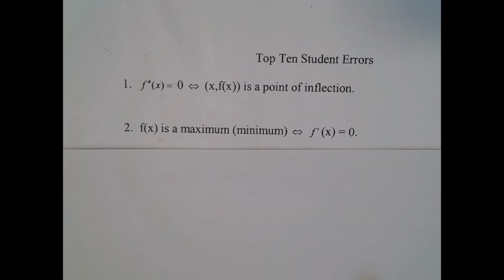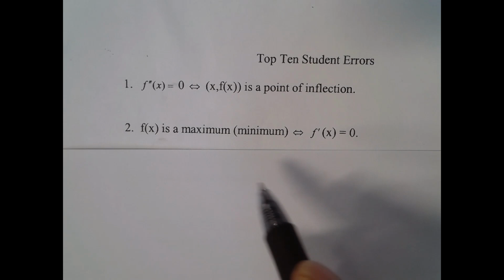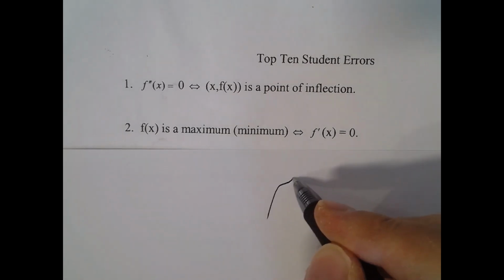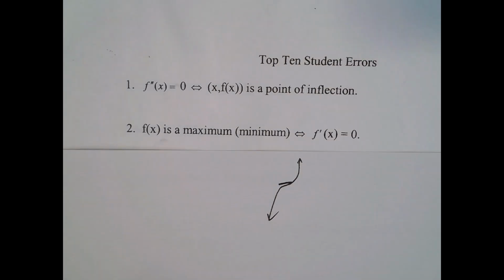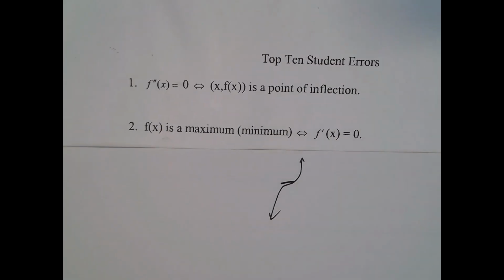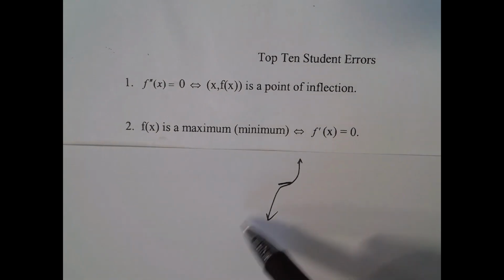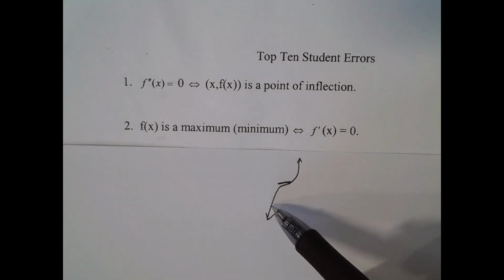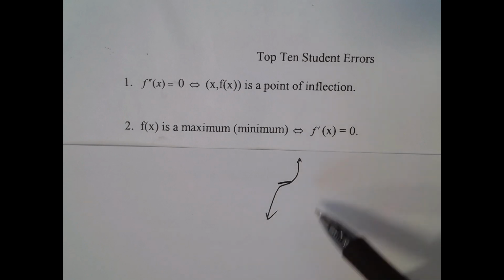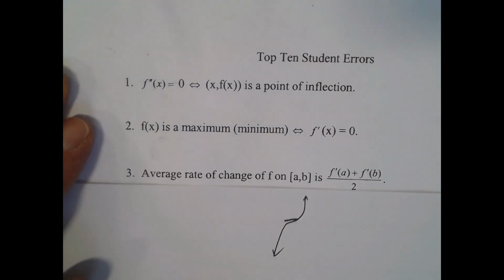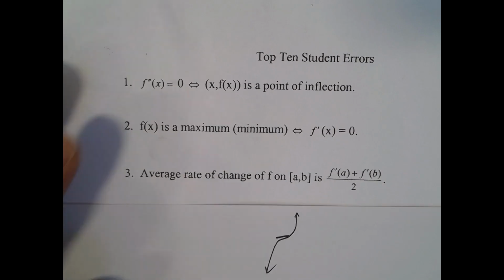Okay, f of x is a maximum or minimum when the derivative is 0. Same sort of thing. Just because the derivative is 0 doesn't mean it's a maximum or minimum, because it could be like that, and there's the derivative being 0. So it has to change direction, obviously. So the derivative could be positive, meaning increasing, and then negative, or vice versa, for it to be an extrema.